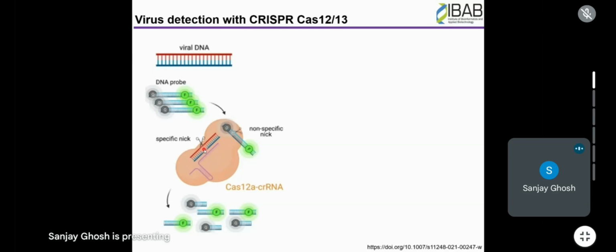This guide RNA should target the virus that you are looking for. It can be dengue, it can be AIDS, it can be anything, right? And when it binds to the viral DNA, it will cleave. Once it cleaves, this Cas12 will go crazy. It will start cleaving all other DNA that is around it.